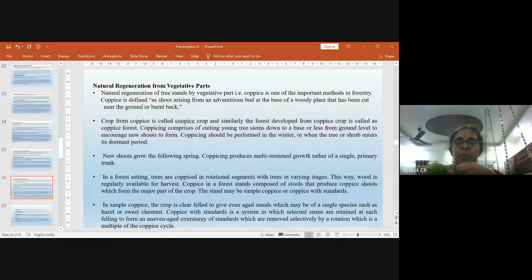So coppicing produces multi-stemmed growth rather than a single primary trunk. So in a forest setting, trees are coppiced in rotational segments with trees in varying stages. In this way, wood is regularly available for harvest. So coppice in a forest stand is composed of stools that produce coppice shoots, which form a major part of the crop. So in a simple coppice, the crop is clear felled to give even-aged stands, which may be of a single species, such as hazel or sweet chestnut. So coppice with standards is a system in which selected stems are retained at each felling to form an uneven-aged overstory of standards, which are removed selectively by a rotation, which is a multiple of the coppice cycle.